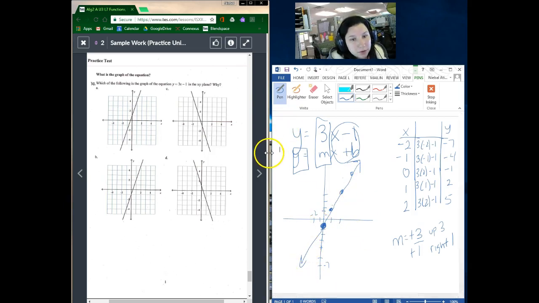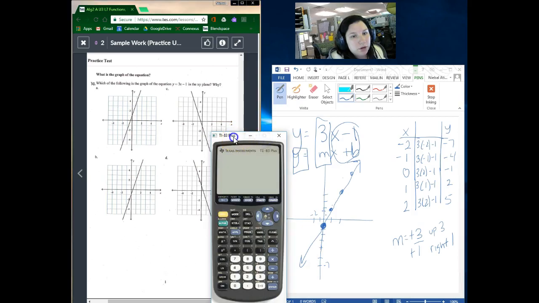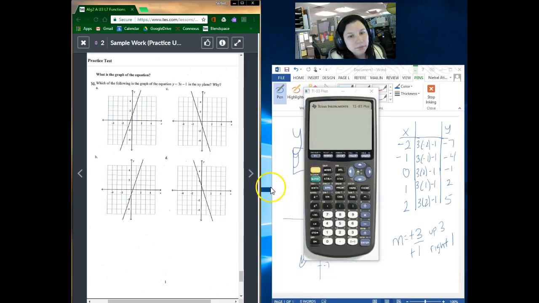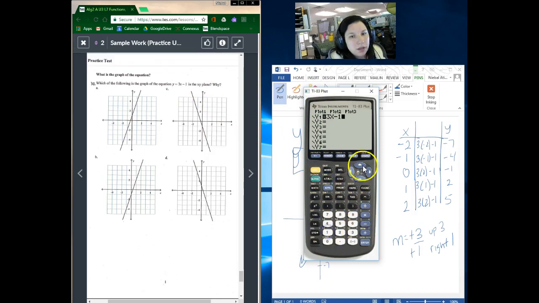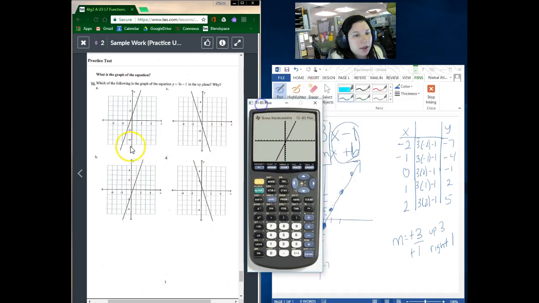Another way that you can do these, now hopefully you've downloaded your graphing calculator and have started using that. I turn the calculator on, I go to y equals, type in your equation, 3x minus 1, go ahead and hit graph, and it will give you the graphs. You're going to choose the one that matches. If it's close, you say, oh, okay, A and B, those look pretty close. They're both increasing lines, positive slopes.